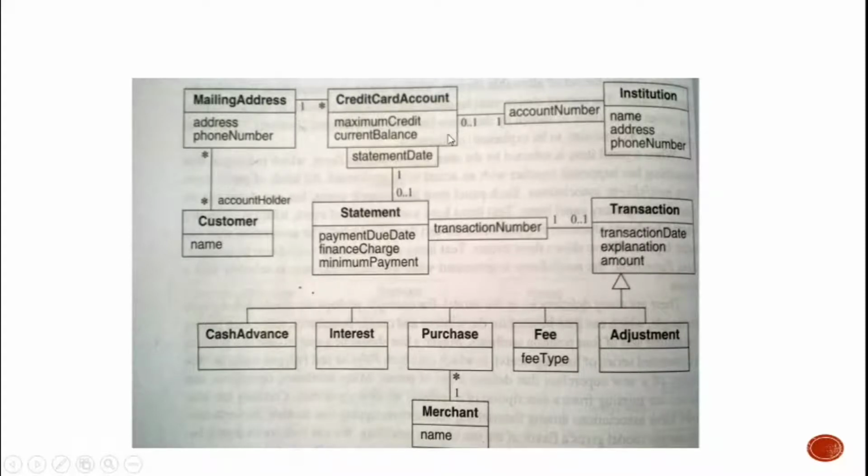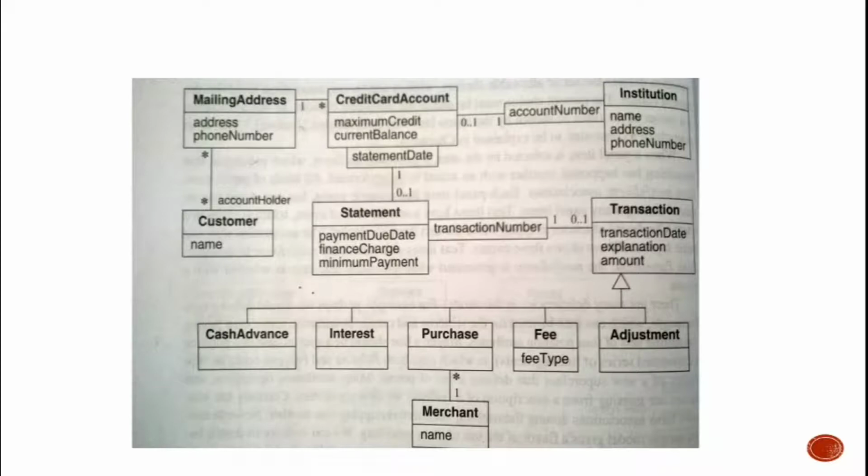So credit card account holders of the institution can have 0 to 1, and a statement can have 0 to 1. And you can see the transaction number for the transaction, and this is the inheritance. Cash advance, interest, purchase, fee, adjustment are all inheritance from the transaction class. And one merchant can have multiple purchasers, and this is the credit card class model for managing credit card accounts.